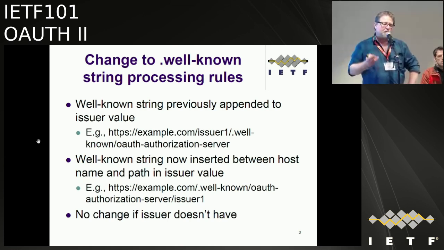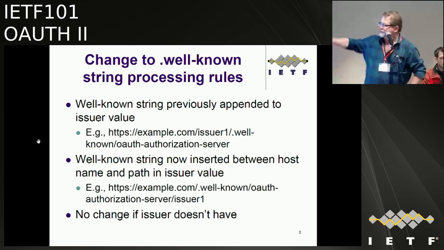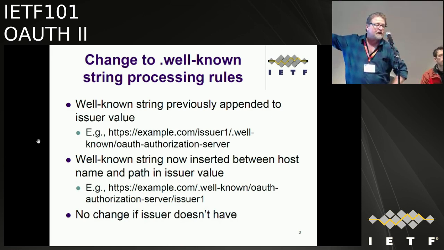As you know, we use a well-known string, /.well-known/oauth-authorization-server, as the location by default to publish the metadata. OpenID Connect Discovery had defined a string processing rule where you appended /.well-known/openid-configuration to the end of the issuer string. And so that's an example of what that would look like.